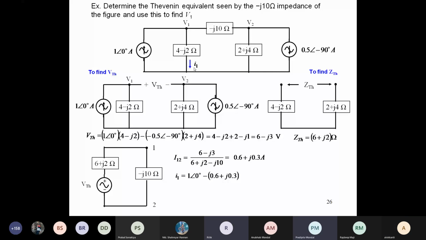Sir, what was the value of V1? 1 minus 2J. Okay, so this is your I1. The 1 angle 0 is basically 1 plus J0. That is 1 minus 0.6 minus J0.3, and so your I1 is this. And now once you have got I1, you should be able to find out V1. Okay, so V1 is 1 minus J2.